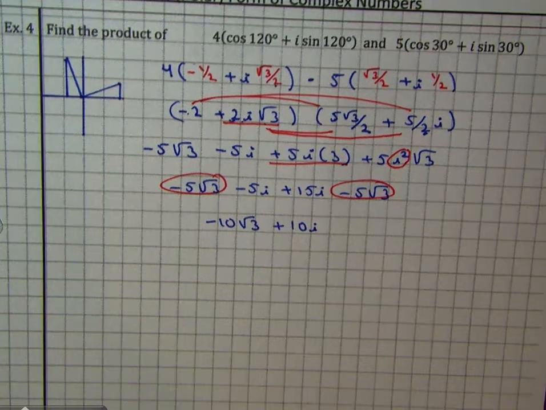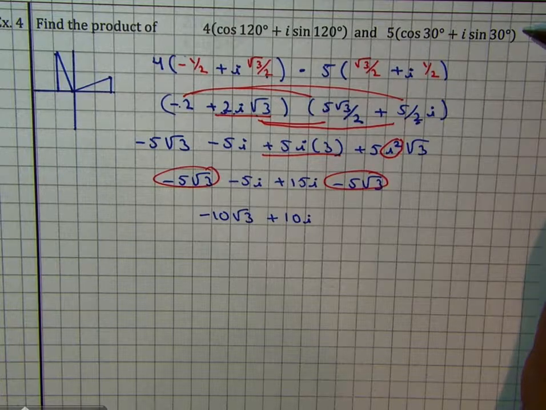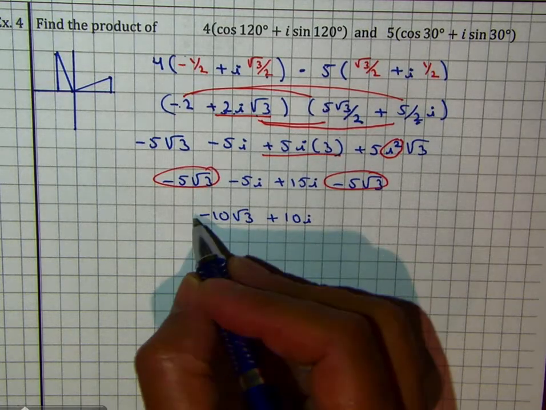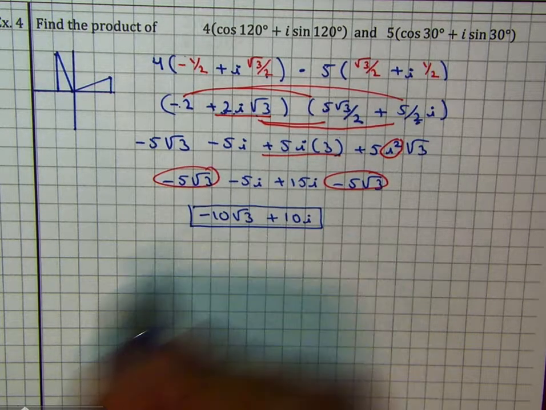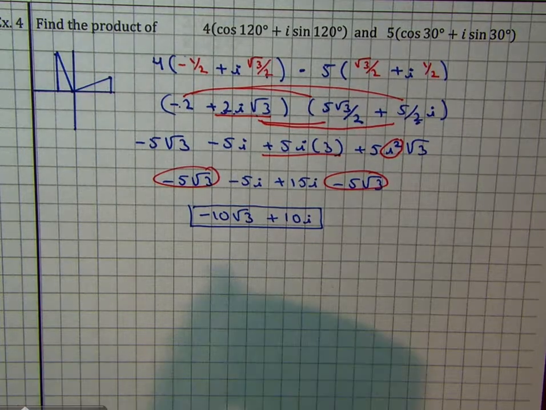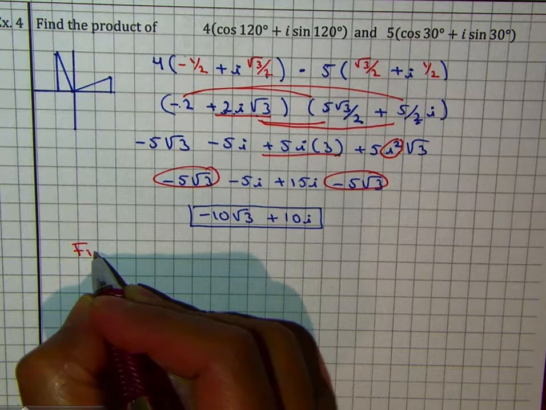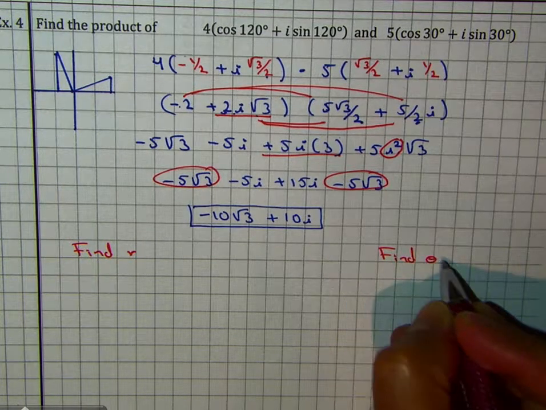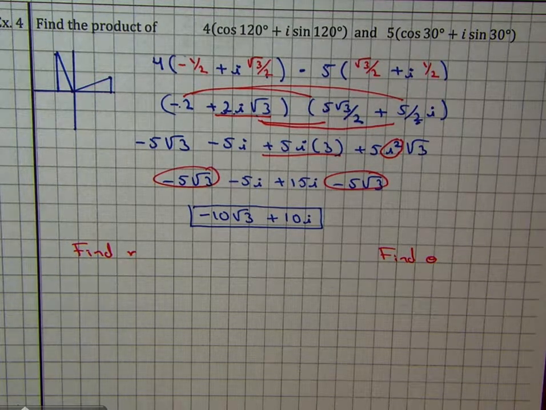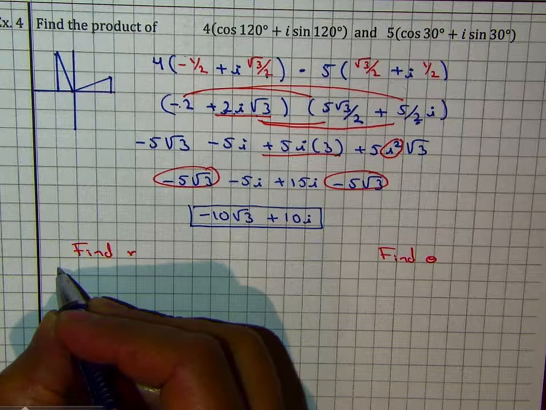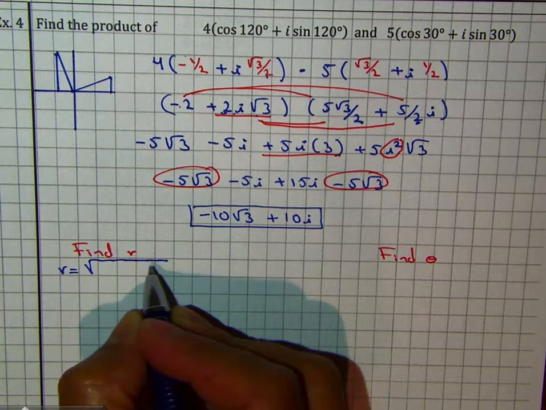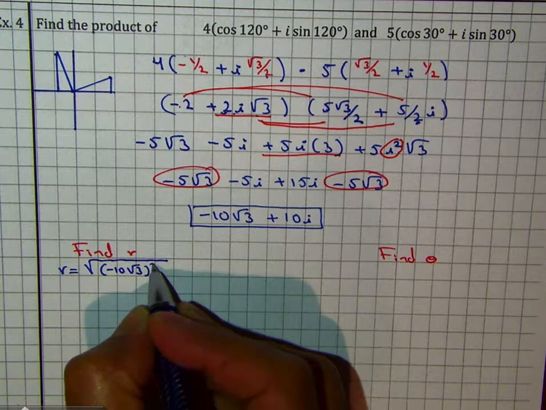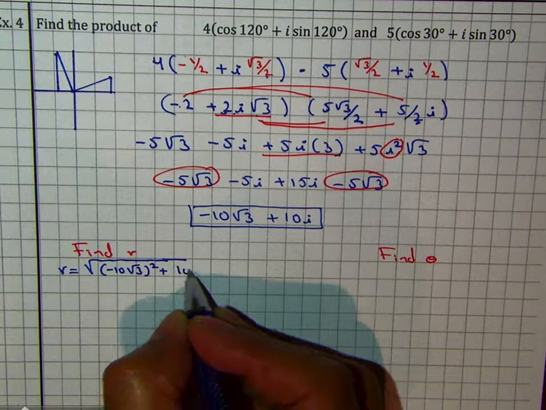Now, since we started with trig form, I need to be able to rewrite this in trig form as well. So now that I have the correct answer, I need to find two things. I need to find the r, which is your resultant, and I need to find theta, which is your angle. First, let's start by finding r. We know that r equals the square root of x squared plus y squared. X is negative 10 square root of 3 squared plus y is 10 squared.